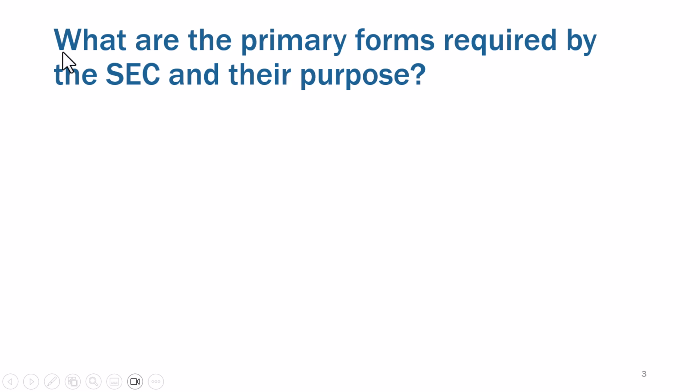What are the primary forms required by the SEC, and what is their purpose? So we're really looking for the name of the forms here. What are the names that the SEC gives to these forms, and what is the purpose of them? Well, the first one is the 10K, and that's an annual report. So a company could file its own annual report, but then not call it the 10K, and many companies do that, and they can use whatever format they want. The 10K is a specific report prescribed by the SEC that has to contain certain information in a certain order.